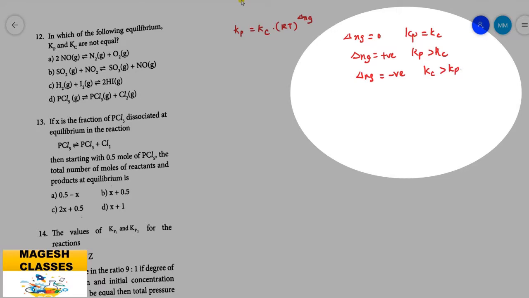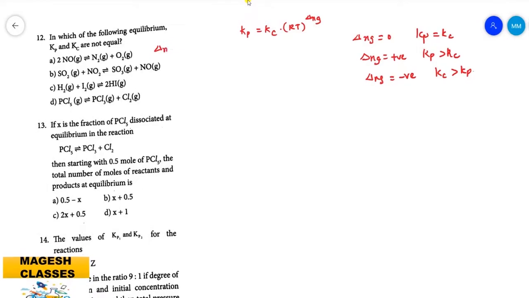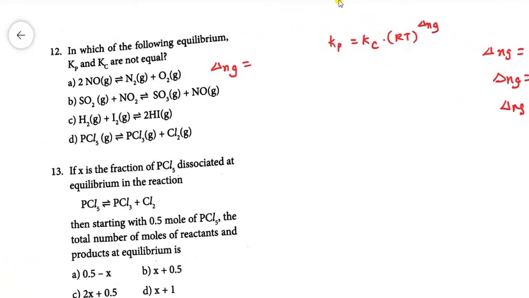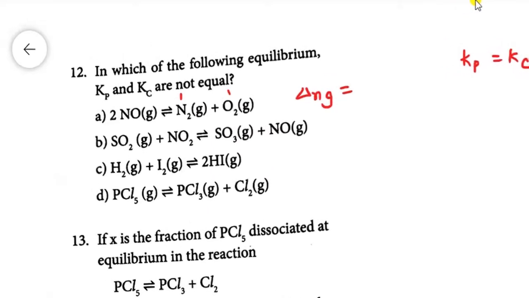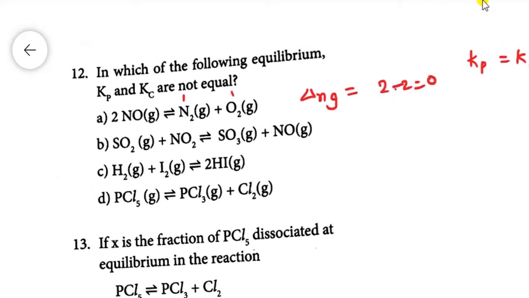So in case of A, del Ng is equal to the number of moles of product, 1 plus 1, 2, minus 2 on the reactant side, which is equal to 0. So Kp is equal to Kc. The question is, in which of the following equilibria are Kp and Kc not equal? The second case, number of moles 1, 1, 1, 1. So del Ng is equal to 0. 2 minus 2, 0. So in this reaction, Kp is equal to Kc. Here 2 moles on the product side and 1 plus 1 on the reactant side. Here also Kp is equal to Kc. Del Ng is equal to 0.